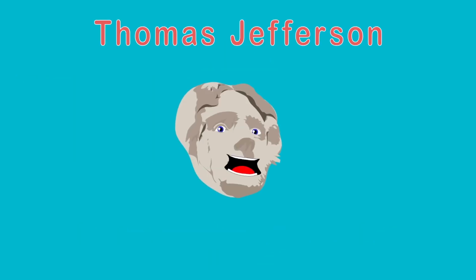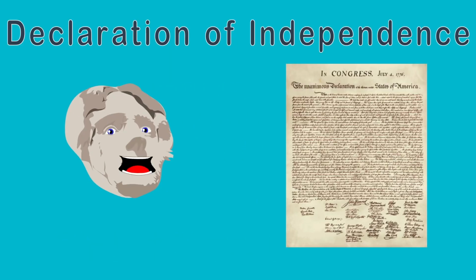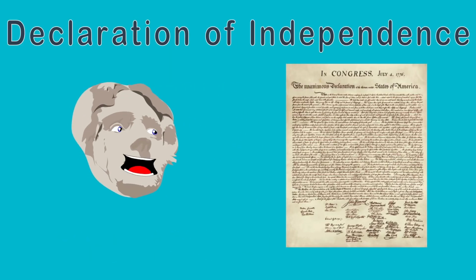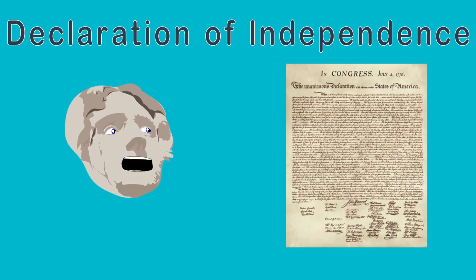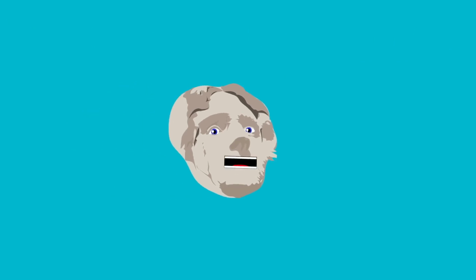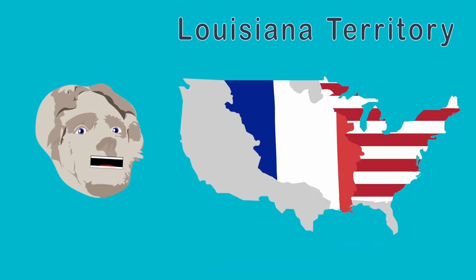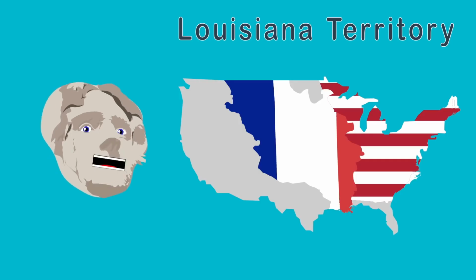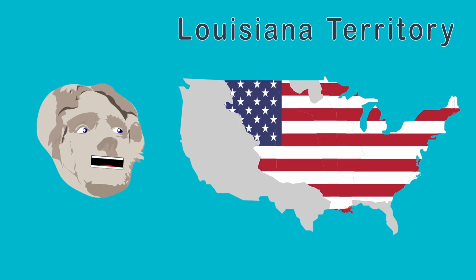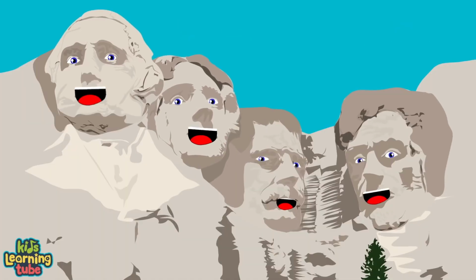I'm so fine. I'm Thomas Jefferson. I was the third U.S. president and the primary author of the Declaration of Independence. This document inspires democracies around the world now. I also represent the growth of the United States. This is how I purchased a piece of land from France called the Louisiana Territory, which doubled the size of this country in 1803.